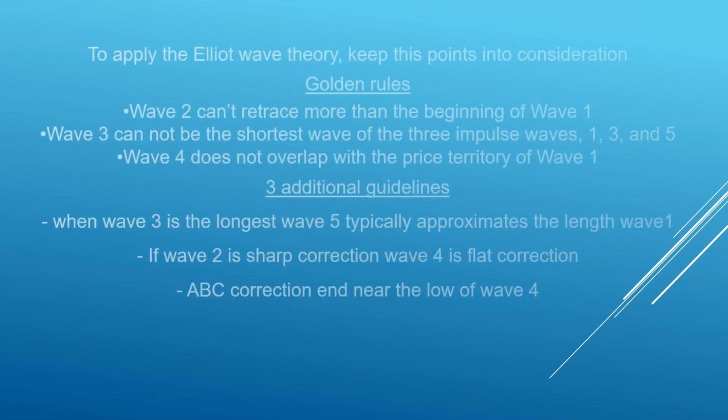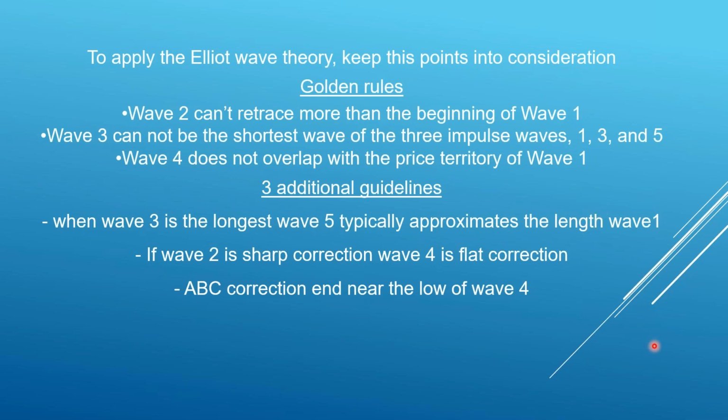So to apply the Elliott Wave Theory, keep these points in your consideration. This is very important. You can print this slide and keep it always with you if you want to use the Elliott Wave. The golden rules are: wave 2 cannot retrace more than the beginning of wave 1. Wave 3 cannot be the shortest wave of the 3 impulse waves 1, 3, and 5. Wave 4 does not overlap with the price territory of wave 1.